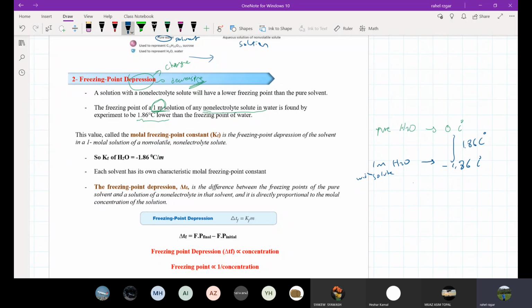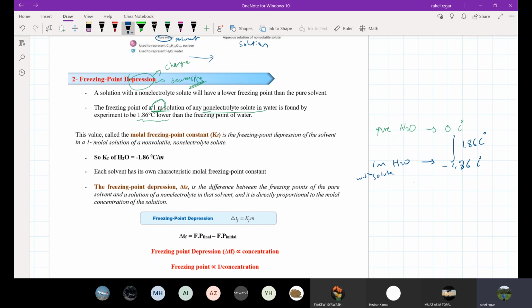If you put some sugar or any solid into this water at 1 molar, then the water will not freeze at 0 Celsius. It will freeze at -1.86. So it will freeze at a lower temperature. So we have to decrease the temperature. We have to put it in a colder place so that the water can freeze.